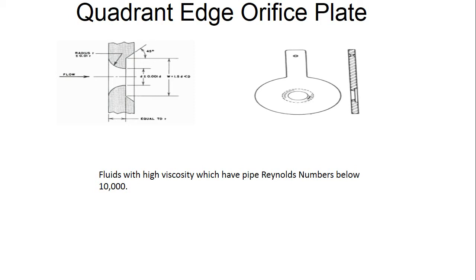Next is quadrant edge. You can see the orifice plate is made into a quadrant edge, that's why we call it quadrant edge orifice. From the picture we can understand the shape of the orifice plate. This can be used for fluids with high viscosity. If you have pipe Reynolds number below 10,000, or if the Reynolds number is less than 2,000, you can go for quadrant.